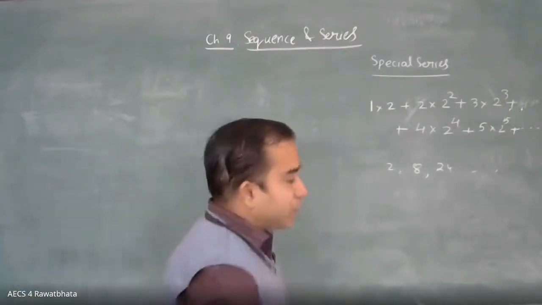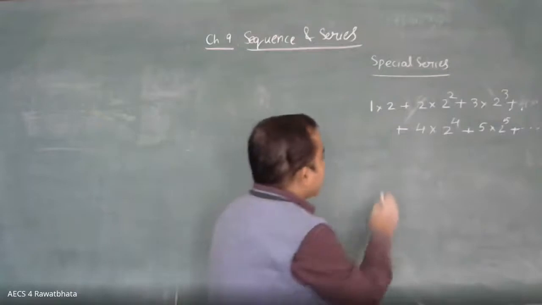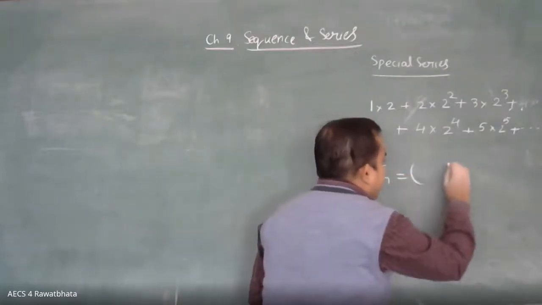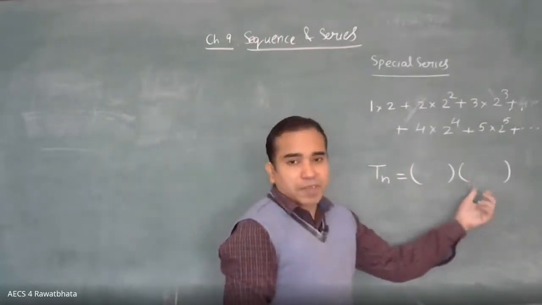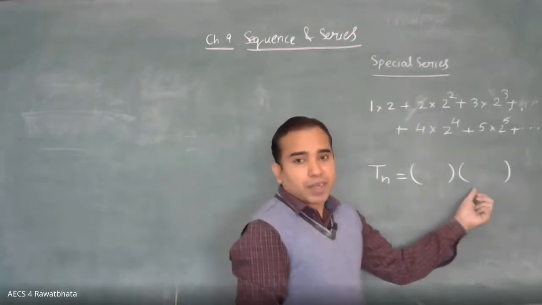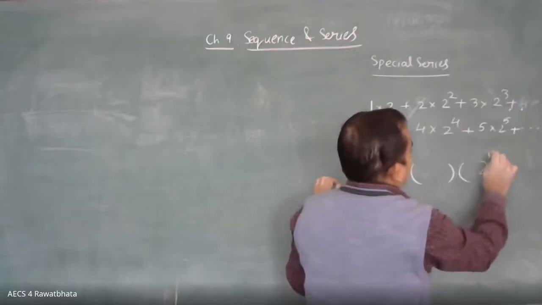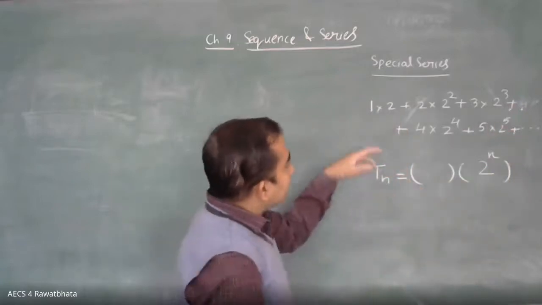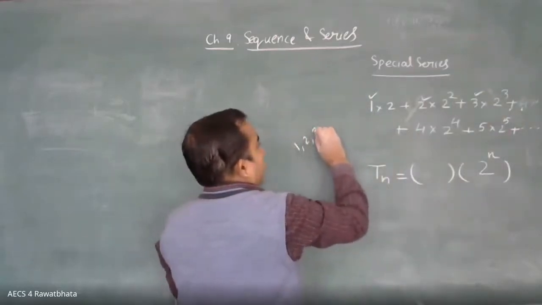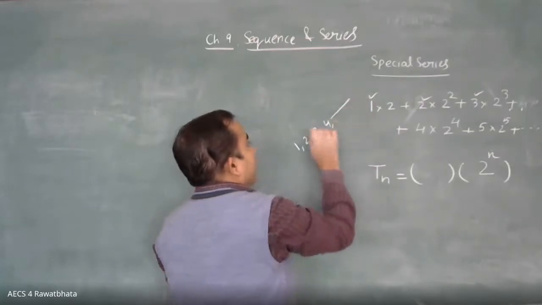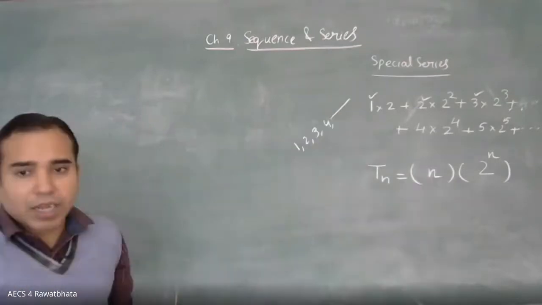Can someone tell me what should be its nth term? Nth term will contain 2 factors. Correct? What should be the second factor? Second factor should be 2 to power something. How much here? 2 raised to power, you can see. And the first factor is the nth term of this sequence. What should be the nth term of this sequence? N. So its nth term I can find.